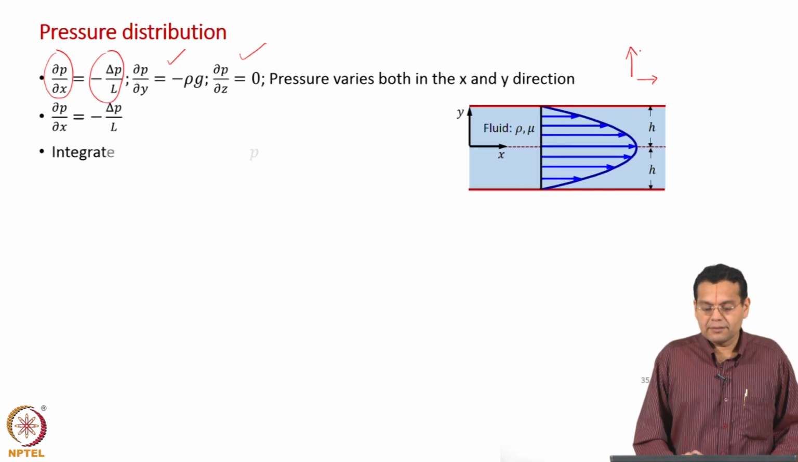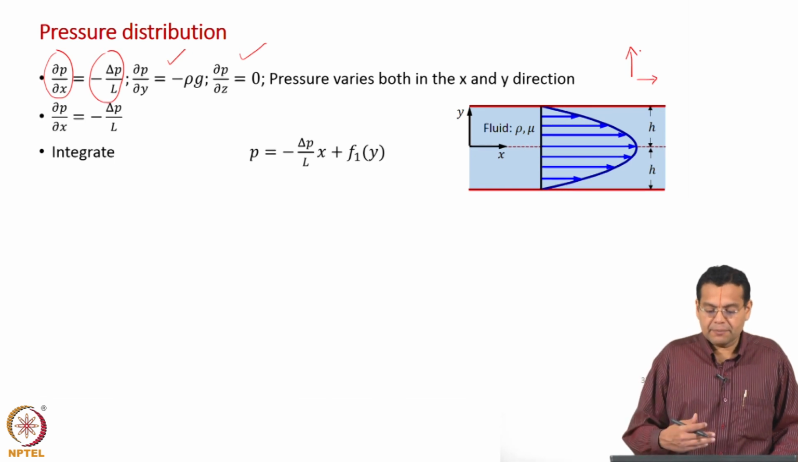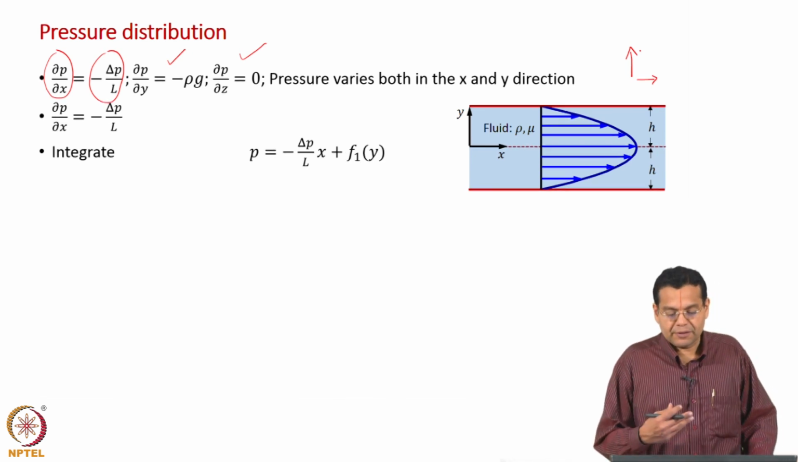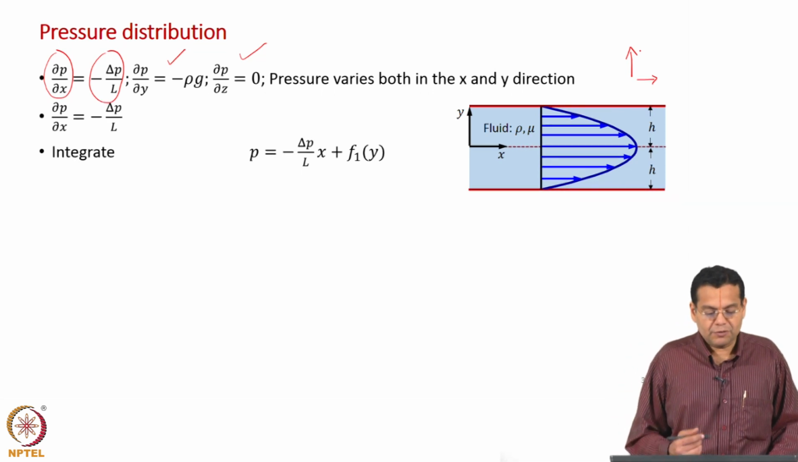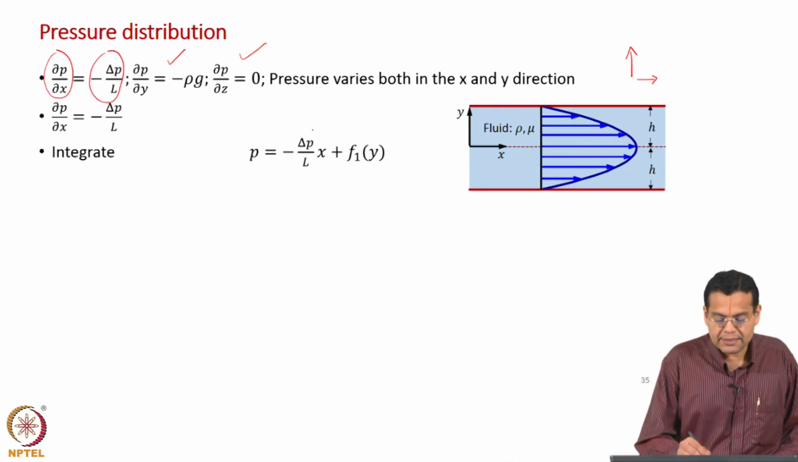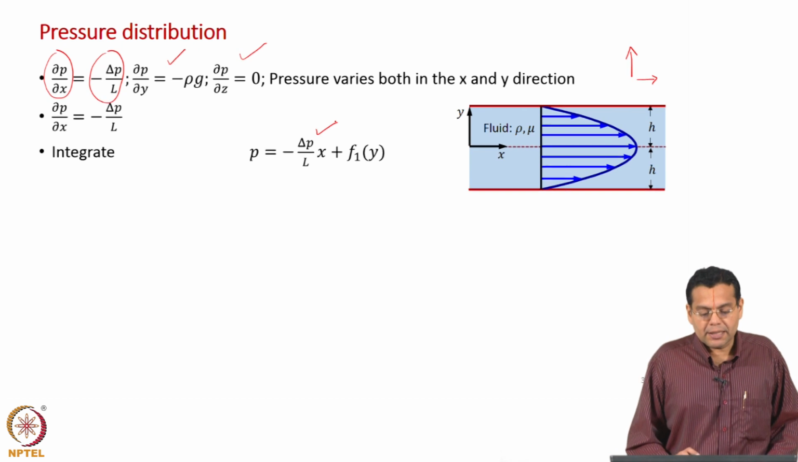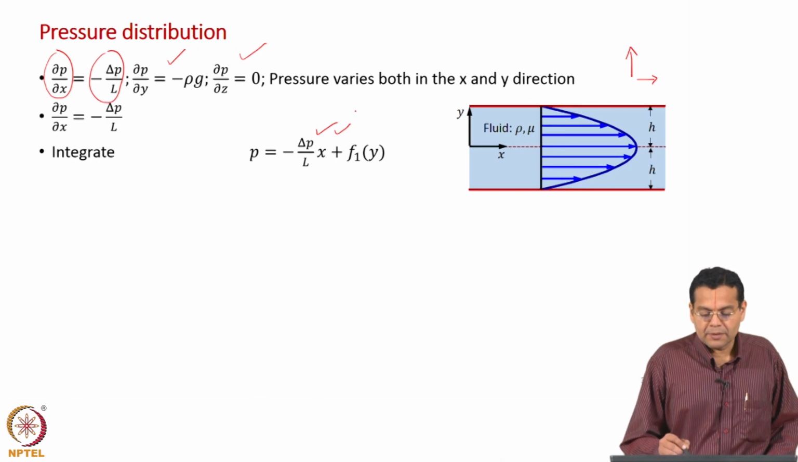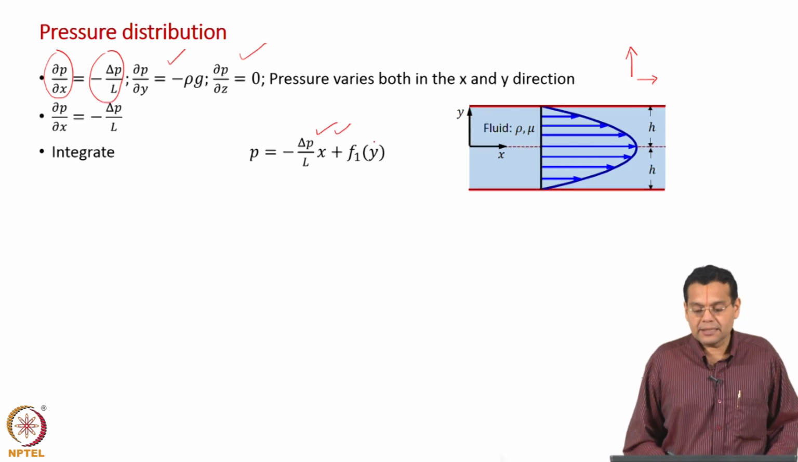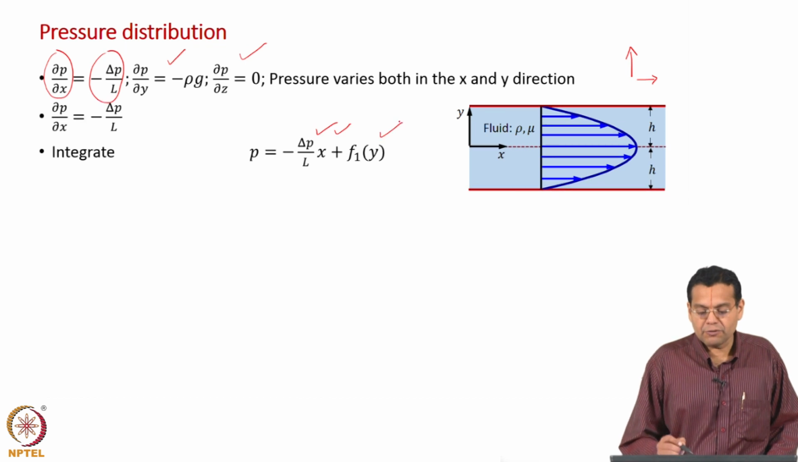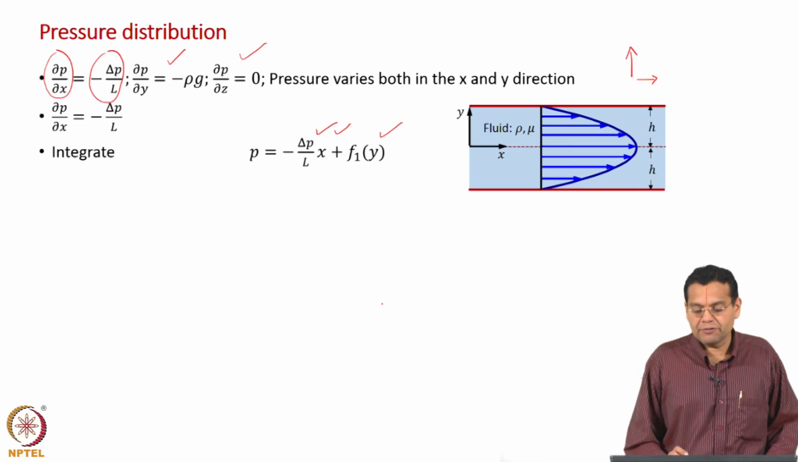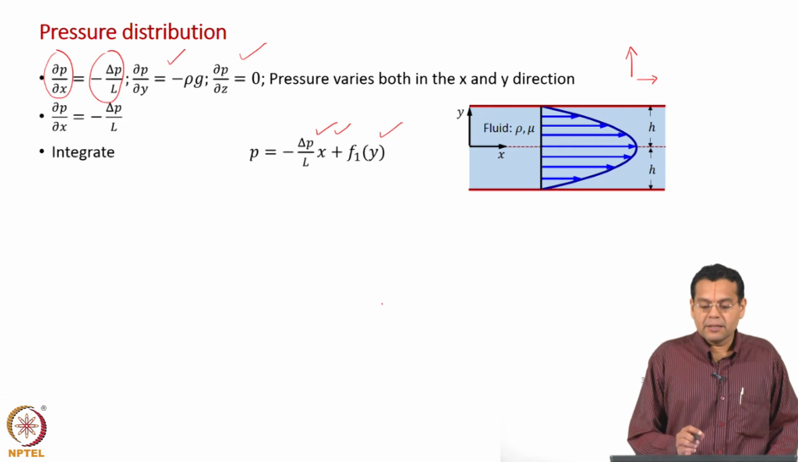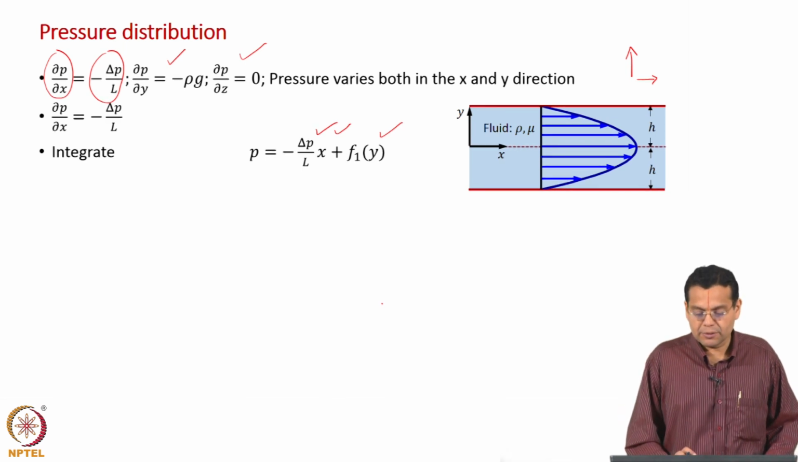Let us integrate. In fact, the wordings, the variables, the constants are also the same as I have used earlier. So, if you integrate, we get minus delta p by L into x. Remember, delta p by L is a constant. So, on integration you get minus delta p by L x, and then it is partial integration, so our constant can be a function of y. We denote it as f 1 of y. The same nomenclature has been used earlier also.